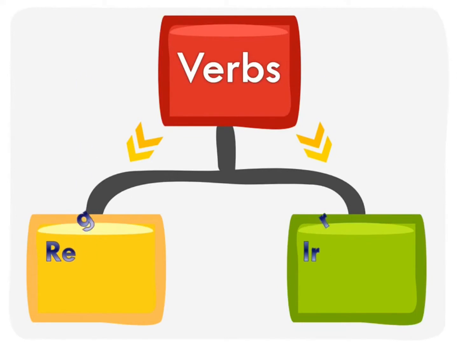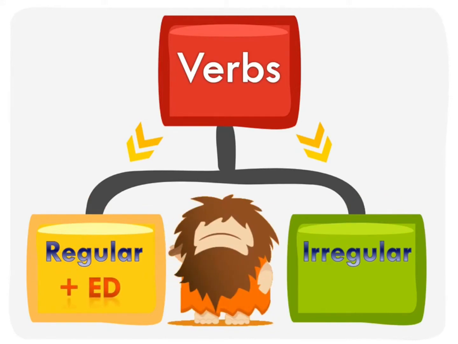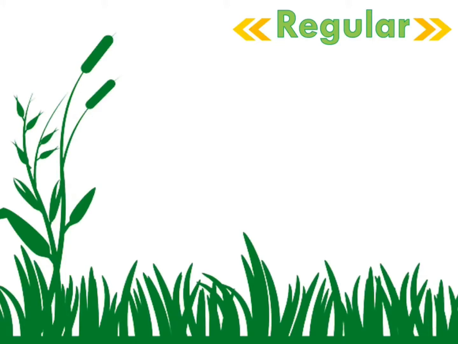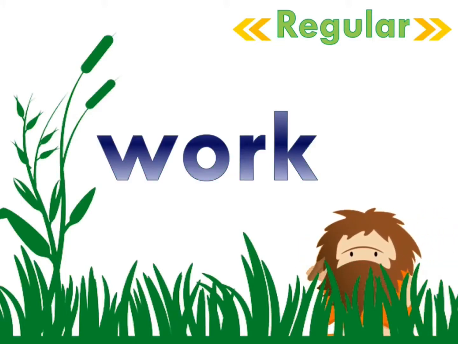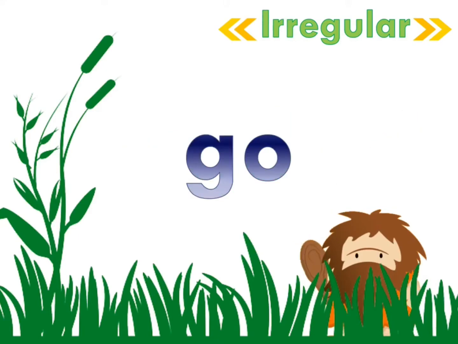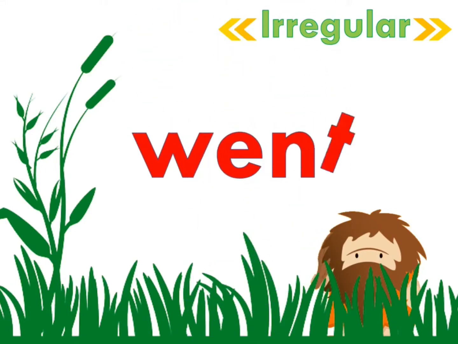The use of verbs in the simple past has two kinds of verbs. The first is regular verbs: you add ed at the end of the word. And irregular verbs, which always change. For the regular verb, for example, the word work becomes worked for verb 2, and for irregular, the word go changes into went for the simple past form.